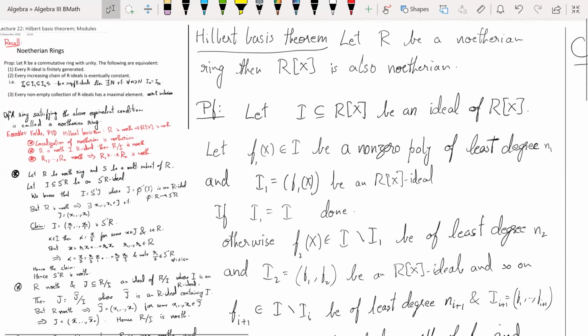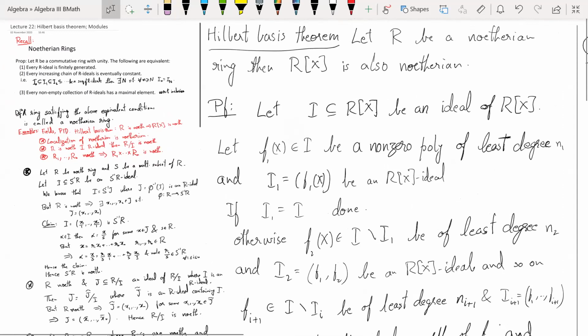I hope that this is better visible. Okay, so the Hilbert basis theorem requires a little bit of work. We'll prove that, and then we'll move on to other things. But note that once we have proved the Hilbert basis theorem and these things, then more or less all reasonable rings you construct will be Noetherian.